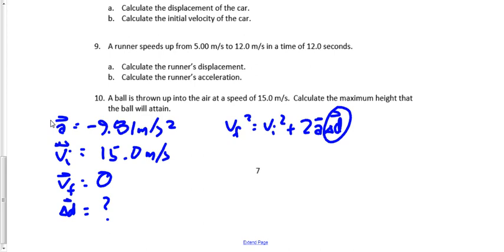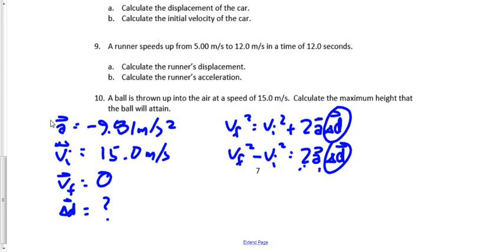Vf squared minus Vi squared equals 2a delta d. Still solving for delta d, we've got to get rid of what is attached now. That's the 2 and the a. They're multiplied by delta d. Lucas, how am I going to take that over to the other side? The 2 and the a?